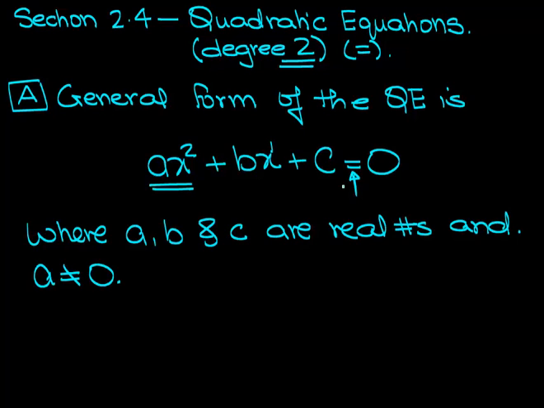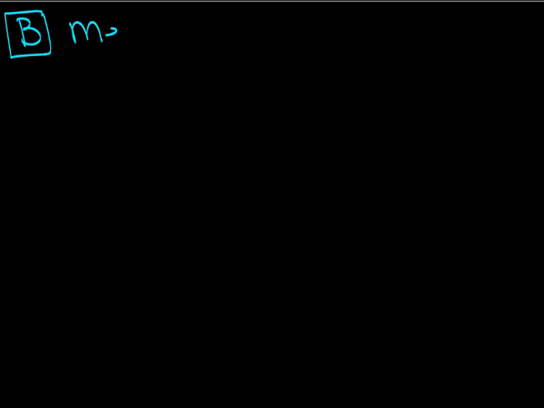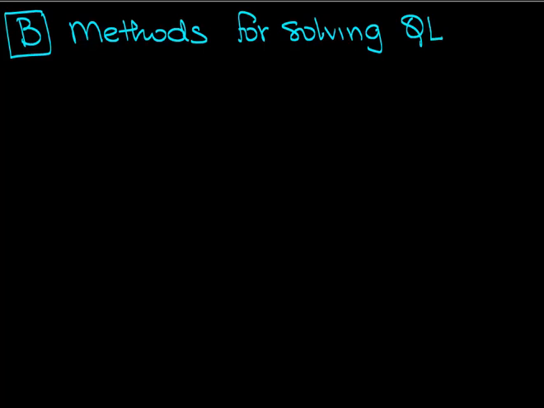Since it's an equation, we obviously want to solve. We want to find a value of x for which the two sides are going to be the same. So let's go ahead and take a look at how to go about doing that. There are many different ways to solve quadratic equations. So let me write some of those methods down. This is B. Methods for solving quadratic equations.